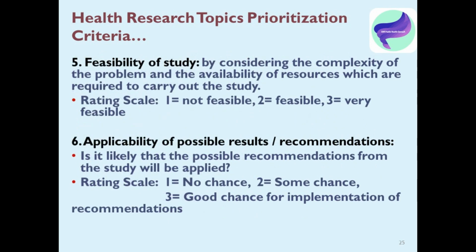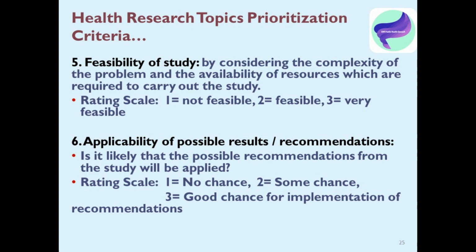The fifth criterion is feasibility of the study. By considering the complexity of the problem and the availability of resources which are required to carry out the study. When we say availability of resources, that means availability of financial resources, time, technology or expertise to undertake the study. So by taking into account this criterion, a score of 1 can be given if not feasible, 2 if feasible, 3 if very feasible.